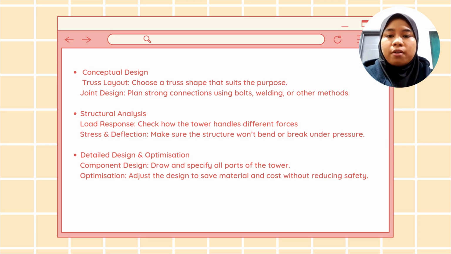Third, structural analysis. Structural analysis has load response. Check how the tower handles different forces, nets, stress, and deflection. Make sure the structure won't bend or break under pressure. Lastly, detailed design and optimization. Detailed design and optimization has component design. Draw and specify all parts of the tower.